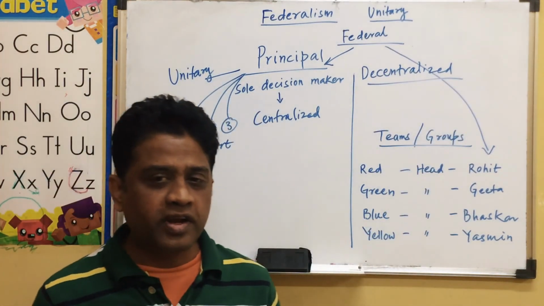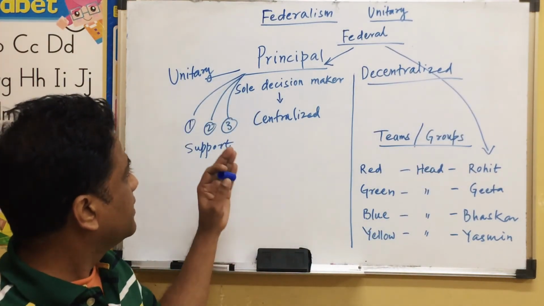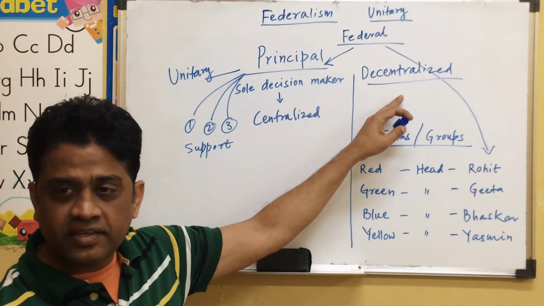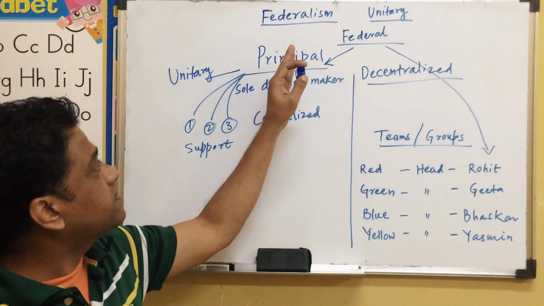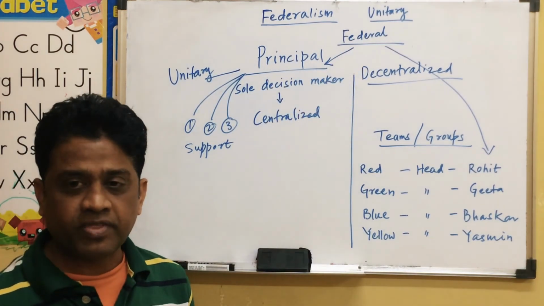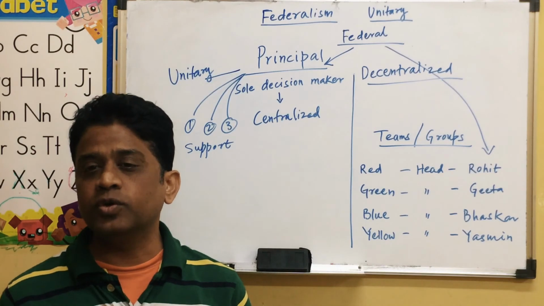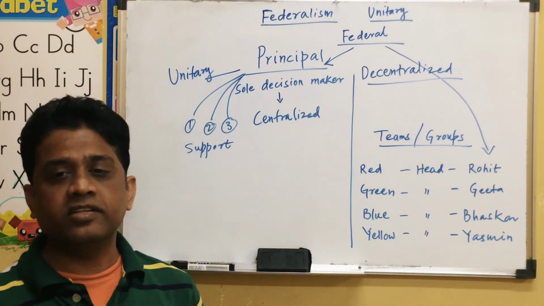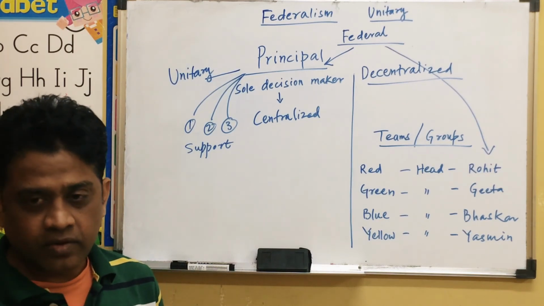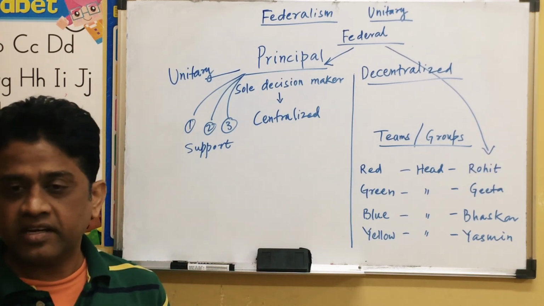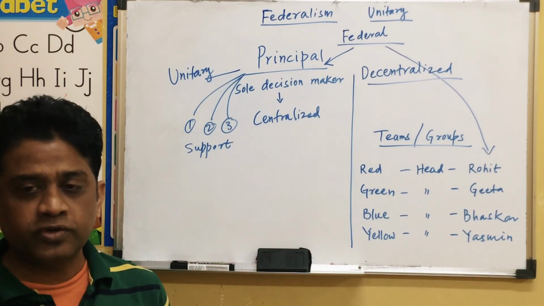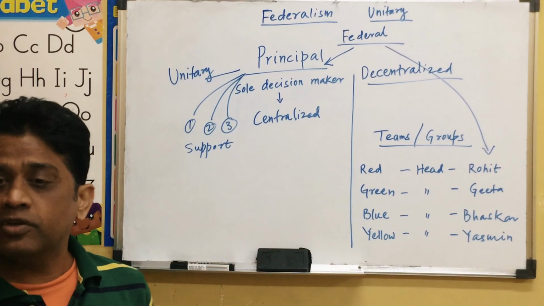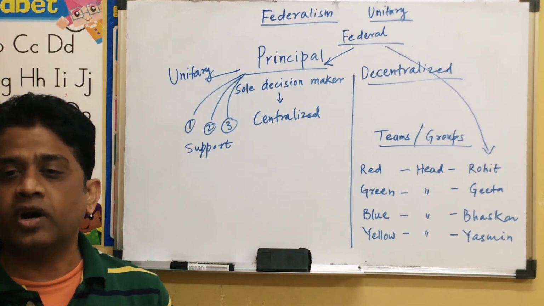I hope you are able to understand the difference between a centralized structure and a decentralized structure, and between what is federalism and what is unitary. Now we will proceed to our textbook and see what examples are given there, what the features of federalism are, which countries are practicing federalism, and so on. If you have any questions related to this example which I have given, feel free to ask me.